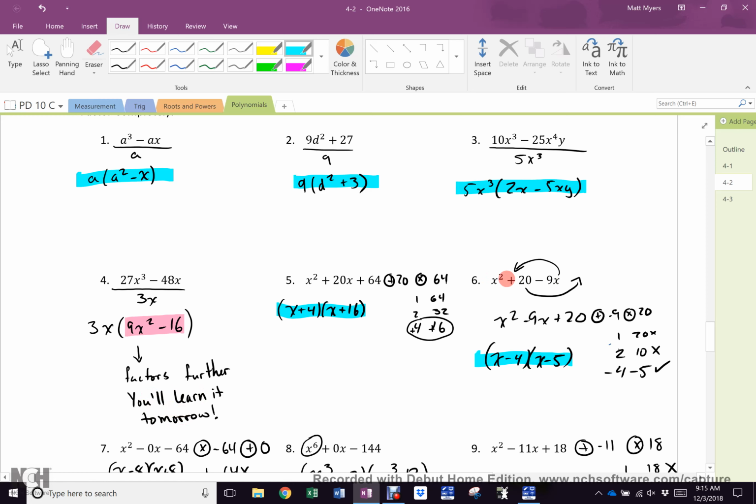And I tricked you a little bit on 6 by messing with the order. There's no X on number 3 on 2X. Oh yeah, there shouldn't be an X there. Thank you.